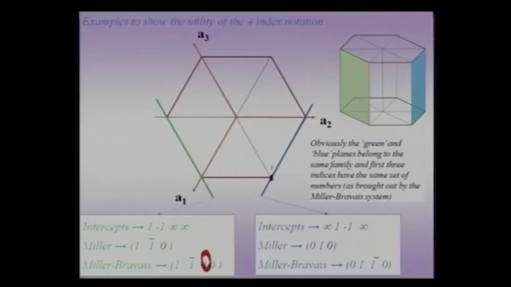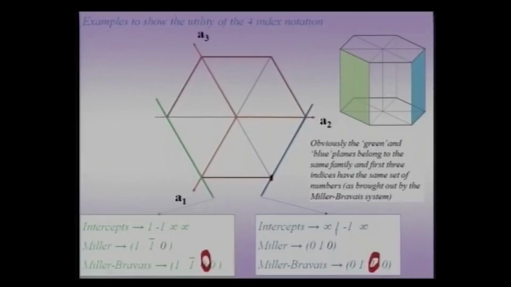My Miller-Bravais indices would be: I take my reciprocals, this becomes 0, this becomes 1, this becomes minus 1, which I write as 1 bar, and this is 0. So, my Miller-Bravais index is 0 1 1 bar 0. But suppose I were using just 3 index notation, the Miller indices, that means I do not have my third index here, this would be 0 1 0.